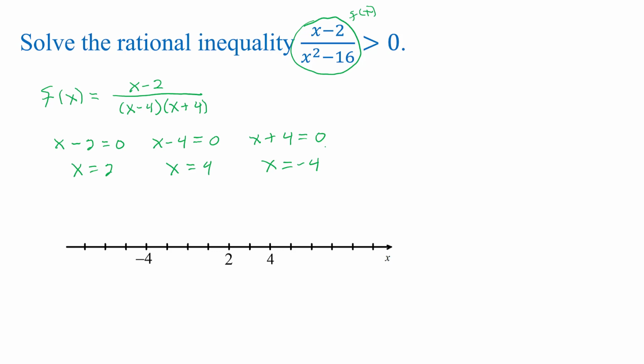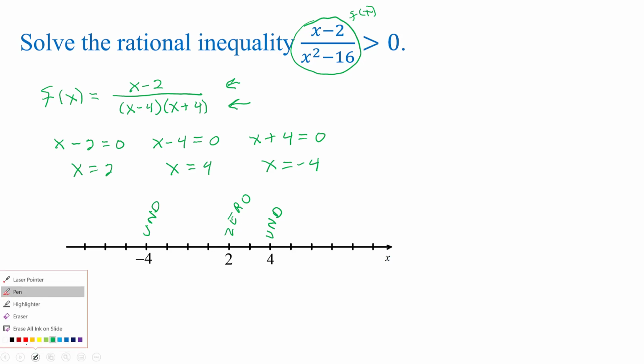Note that both -4 and 4 come from the denominator, which means that the function is undefined at those two values. So I'm going to write the word undefined above each on the number line. And then x = 2 comes from the numerator, so it would be a 0 of the function. So let's write the word 0 here. And then we'll need to test an x value in each of these four regions.